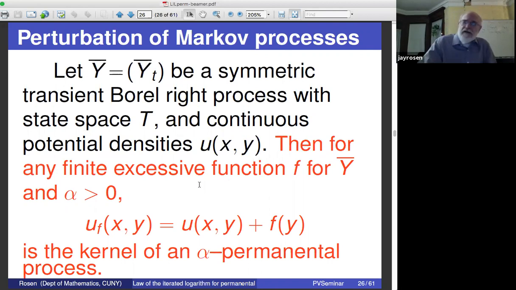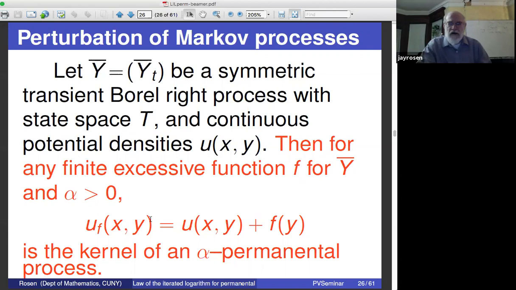If you have any finite excessive function f for the symmetric process, then if you add that to the potential, u_f is the kernel of an alpha permanental process for any alpha. So this is clearly not symmetric anymore. By adding the f(y), you've broken the symmetry. However, you're starting with a symmetric process, and so we're going to have ways to work with this perturbed new process. I'm going to come back later to explain where this comes from.